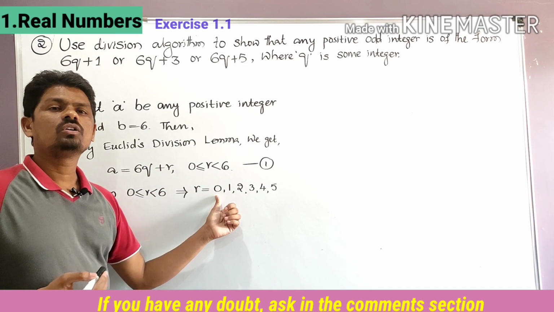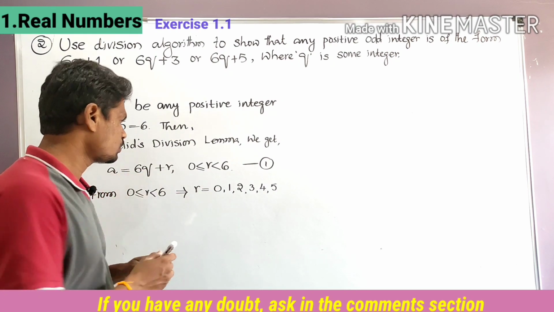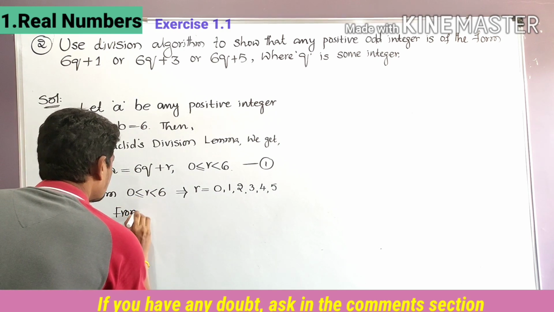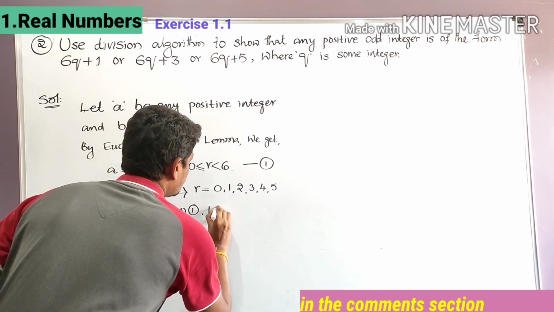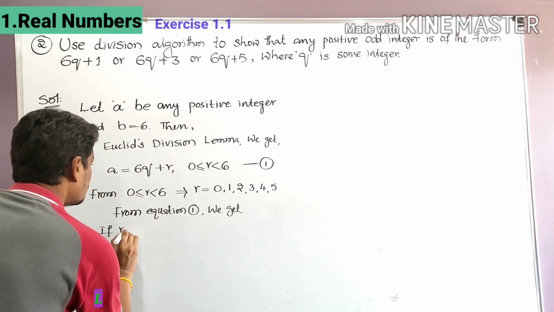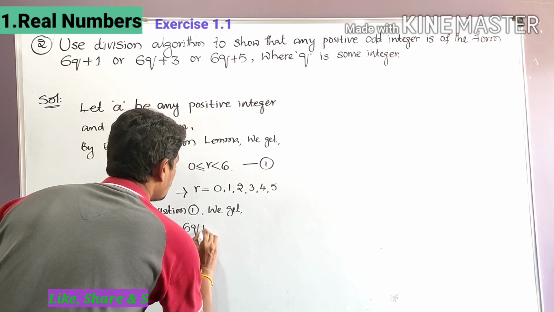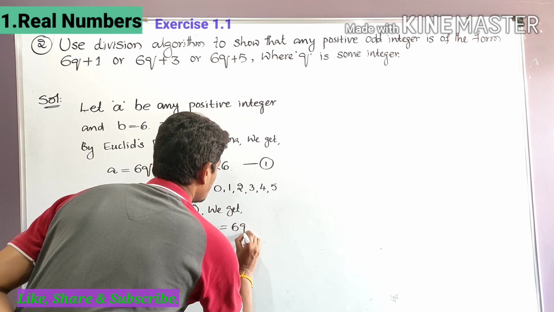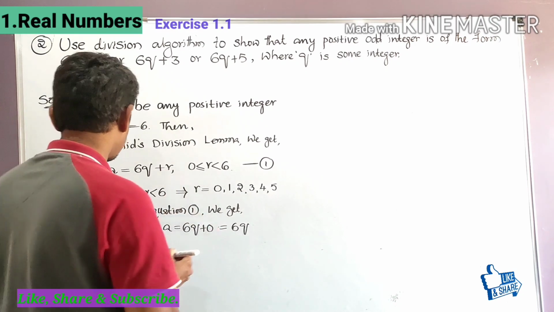So when 6 divides the number exactly, we get the remainder 0. From equation 1, if r is equal to 0, then a is equal to 6q plus 0, that is 6q. So the value of a is 6q, student.